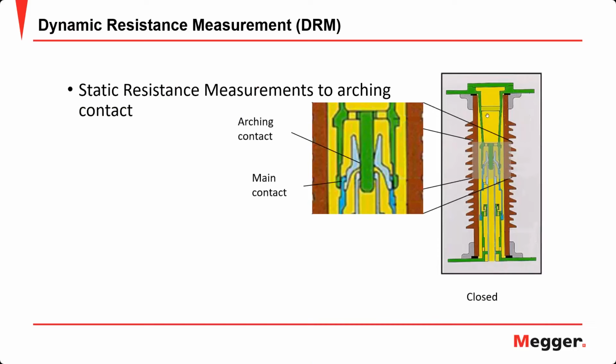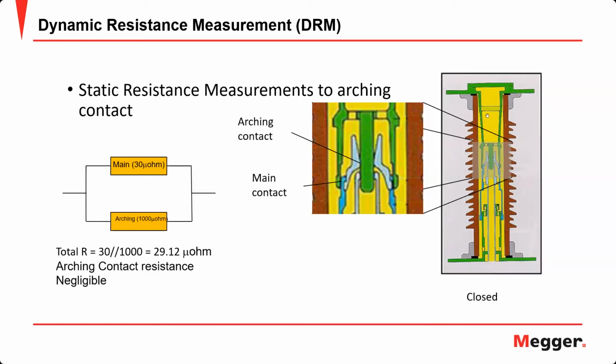So when we are doing static resistance measurement, we can't really assess the condition of the arcing contacts, because the main contacts have very low resistance when compared to the arcing contacts, and they are both parallel when the breaker is in closed state. So for this example, we have a 30 micro ohm main contact and 1000 micro ohm arcing contact.